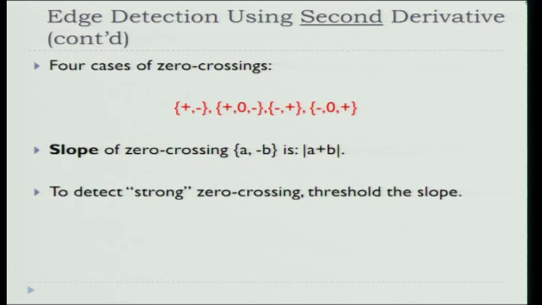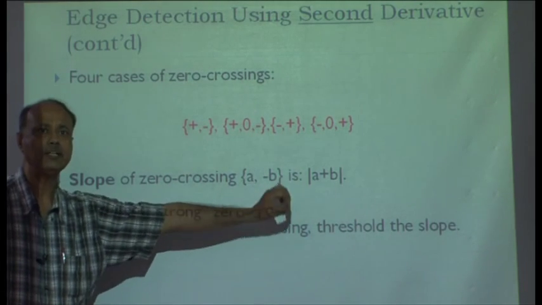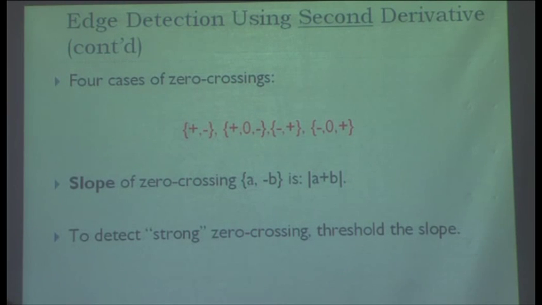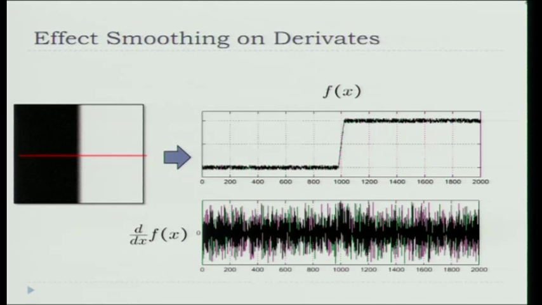Now, how to get that 0 crossing: you now know the area where your 0 crossing is lying. The slope of the 0 crossing you can obtain, a and minus b, just add it, that will be your slope, and you will use a threshold value to detect which pixels are the 0 crossing area, the strong 0 crossing points. The standard way, I will come to that later on.